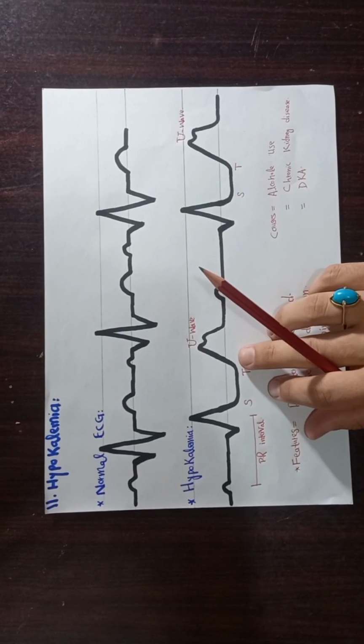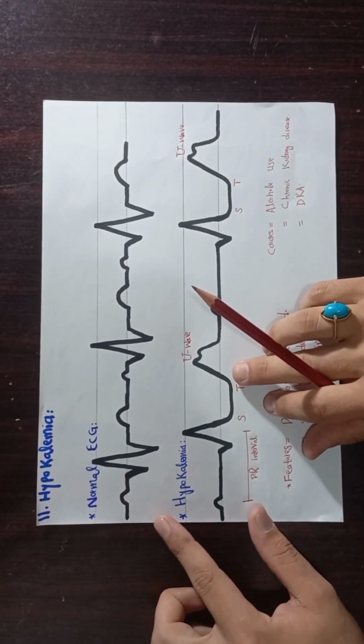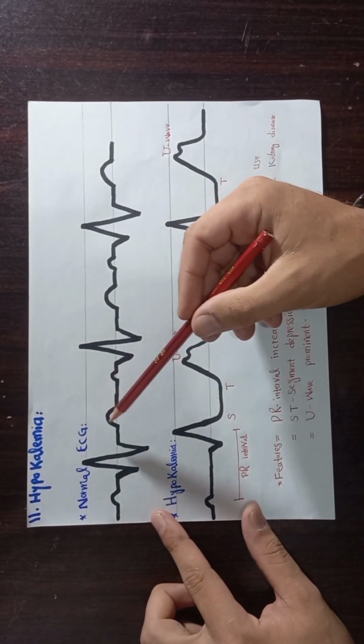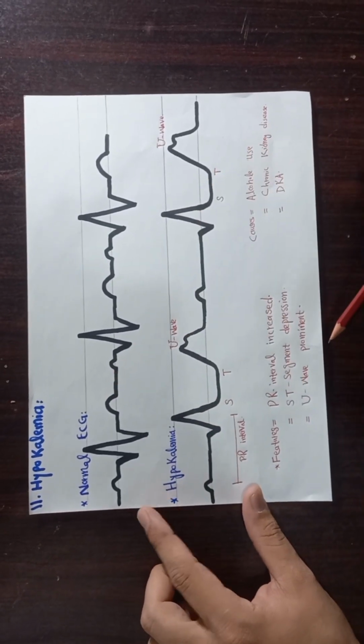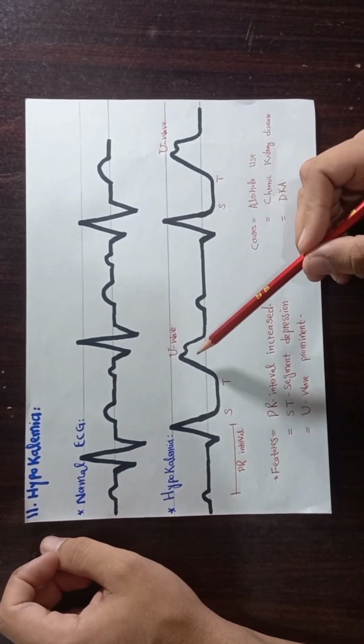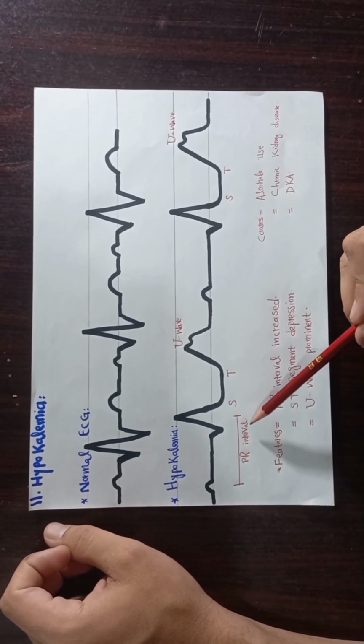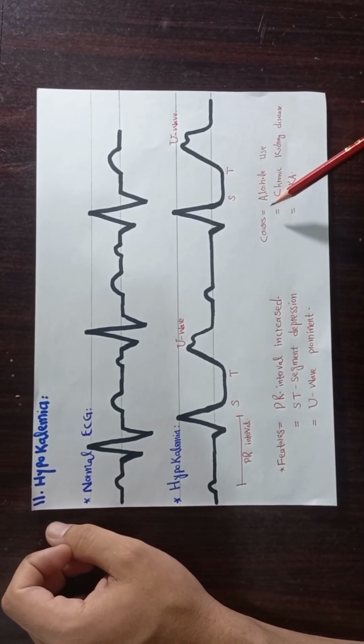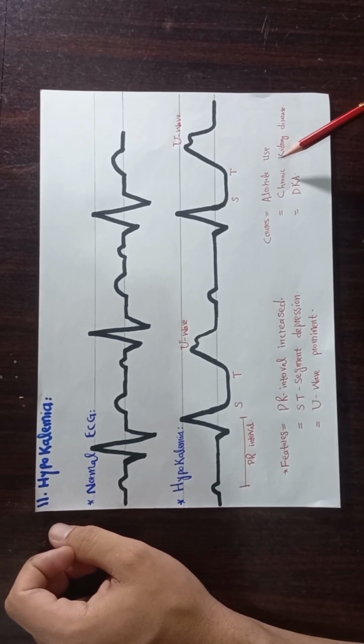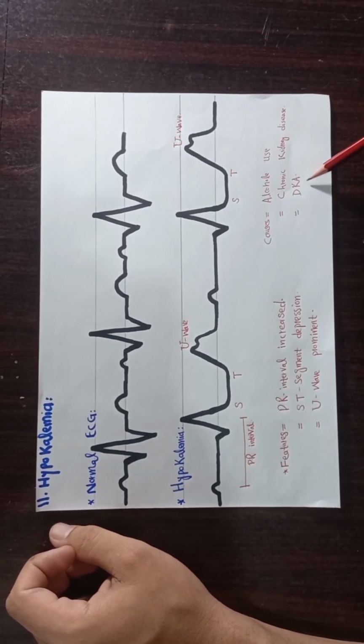And the last one is hypokalemia. In hypokalemia we will compare this with the normal ECG pattern, and there is a prominent U wave, ST segment depression, and the PR interval is increased. The causes of hypokalemia are alcohol use, chronic kidney disease and diabetic ketoacidosis.